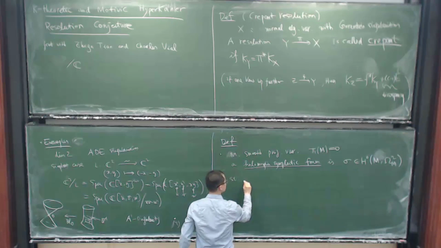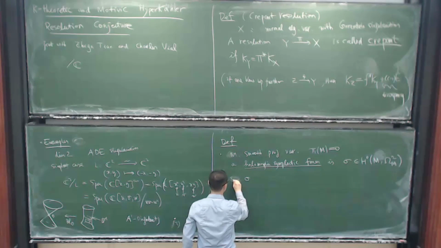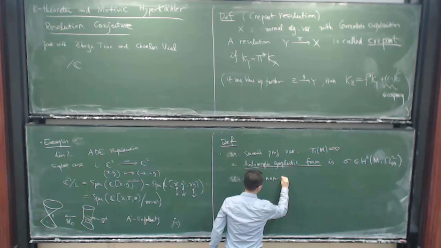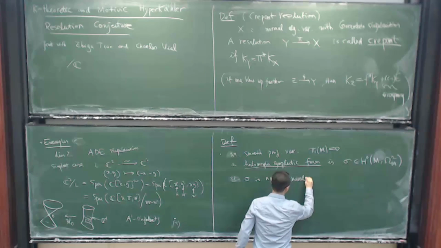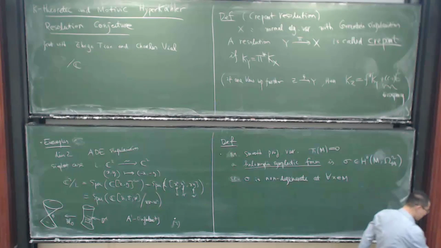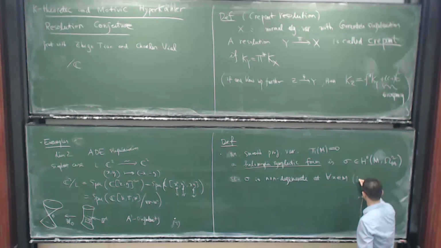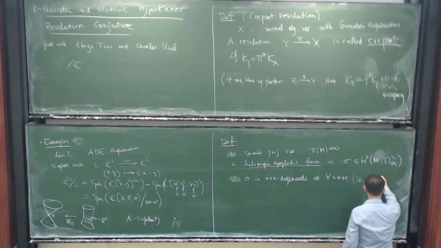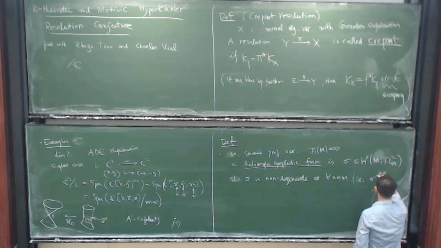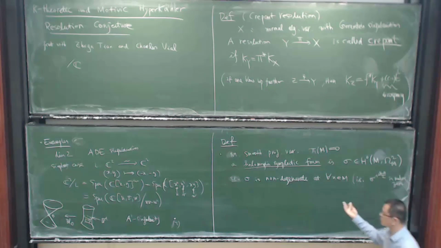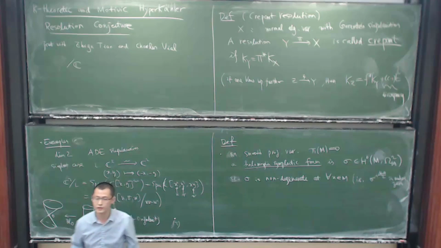Such that sigma is non-degenerate at any point x of M, which means that sigma to the power of dimension M over 2 is nowhere vanishing. Okay? So in particular, M is even dimensional and M has trivial canonical bundle.